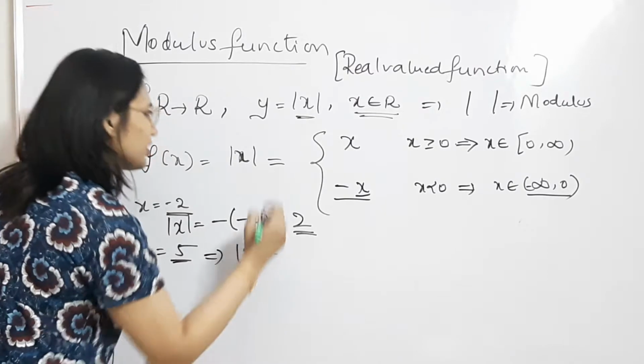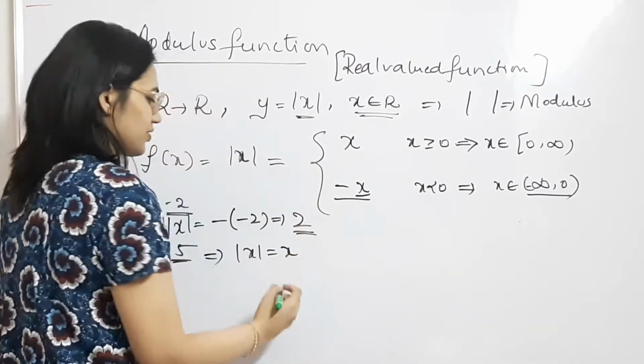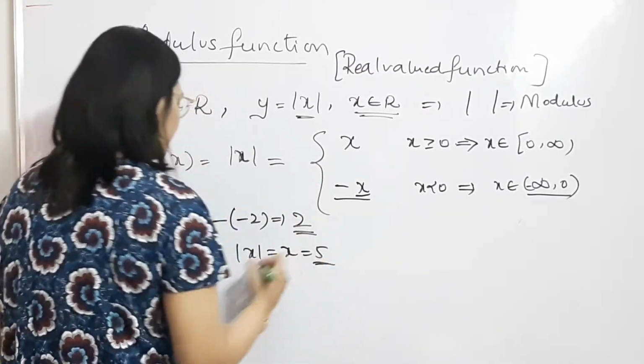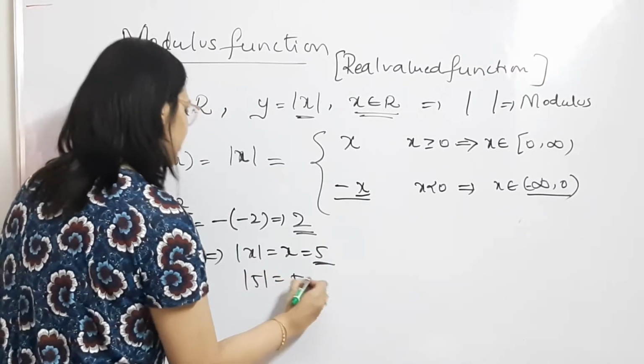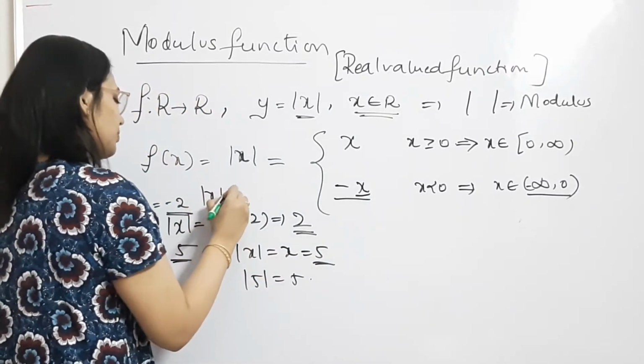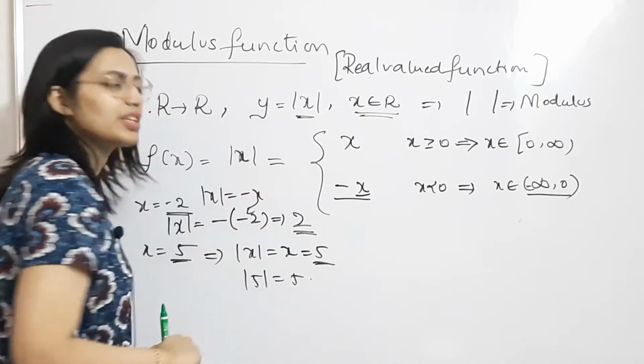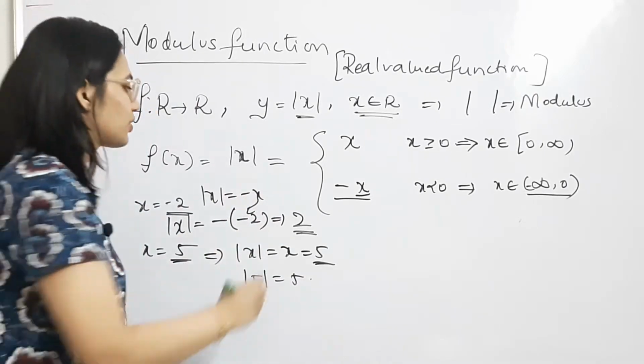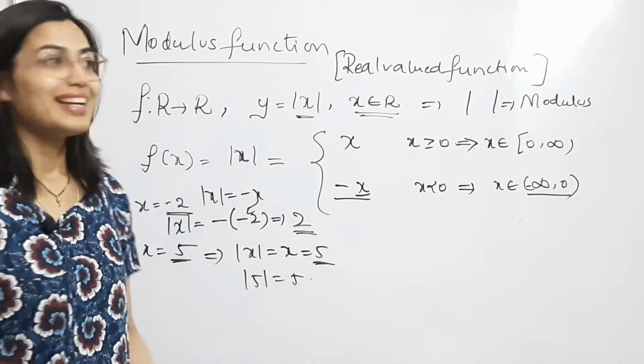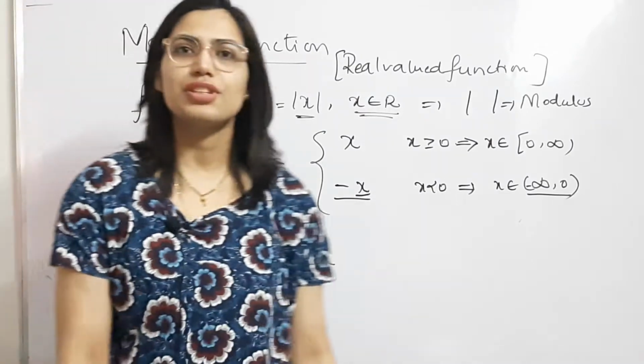If mod x will become just x, x will become just x, and this is nothing but 5. So in this case mod of 5 is 5. But in this case mod x will become minus x, and we are substituting minus 2 in place of x, so that will become a positive value. This is a modulus function.